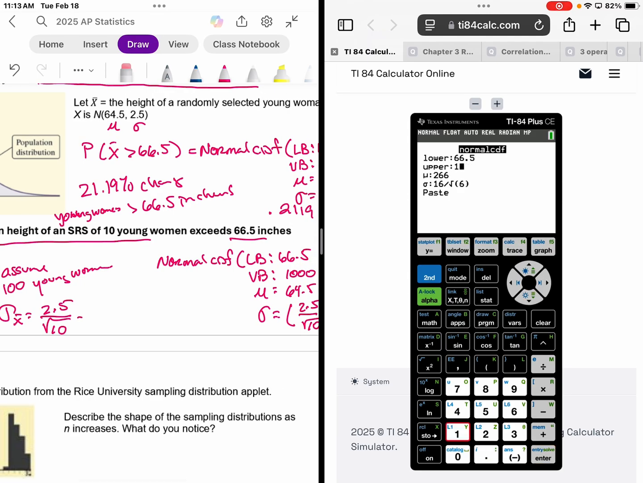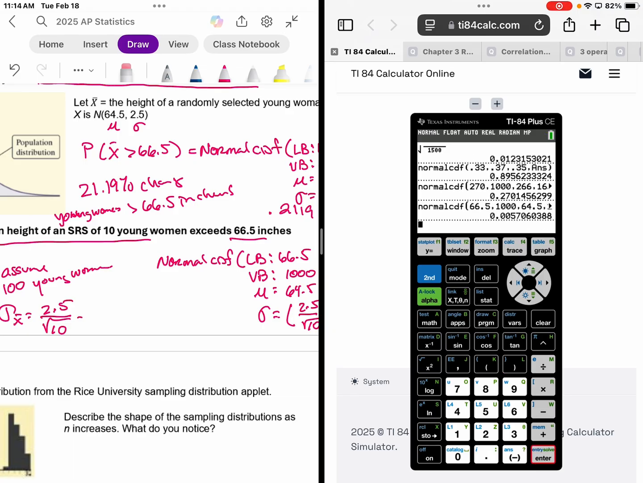66.5, 1,000, 64.5, and then can I carefully edit that? No, let's just clear it. 2.5 divided by the square root of 10. That would have been easier.